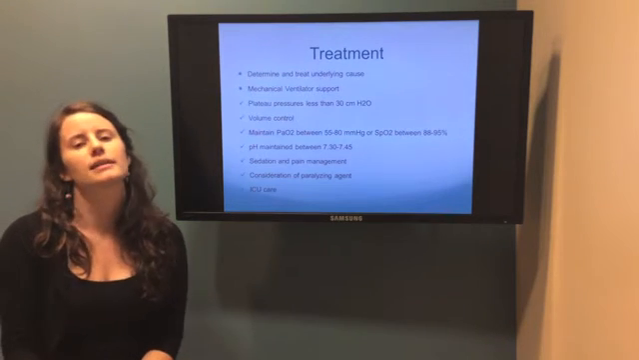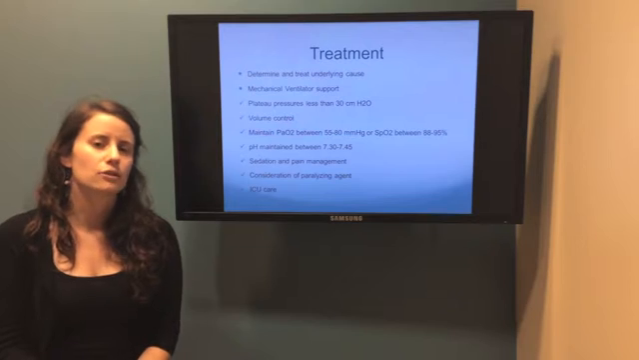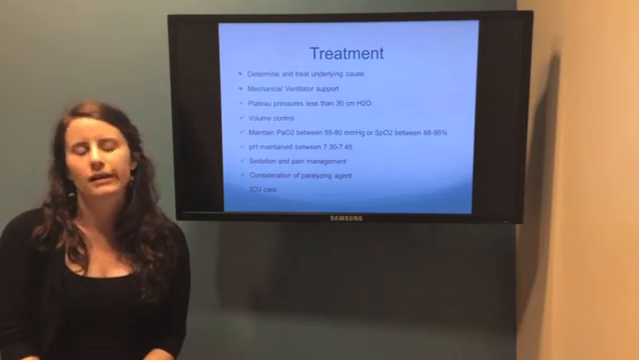And sometimes that isn't even enough for these patients, and they need to be paralyzed in order to decrease their oxygen demands. And these patients need to be managed in an ICU environment.